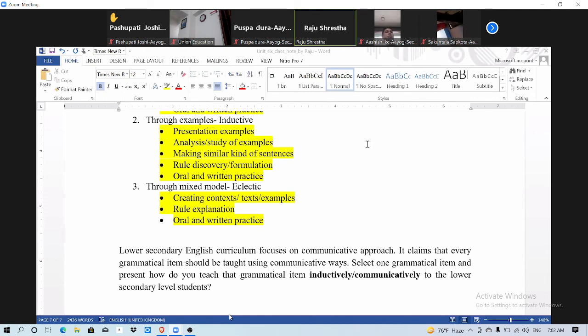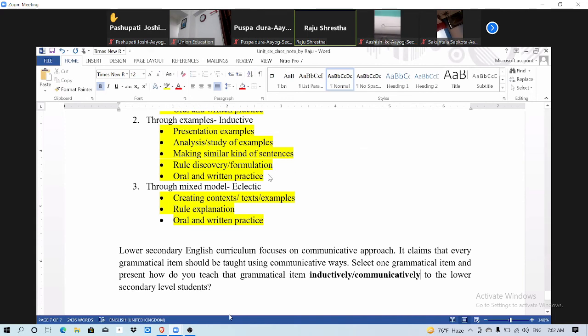Which curriculum should we read, old or new? For the new curriculum of grades 6 to 7, we have to consult it, yes. So for grammar activities, what kind of activities do we use for grammar? Methods are deductive, inductive, and eclectic.